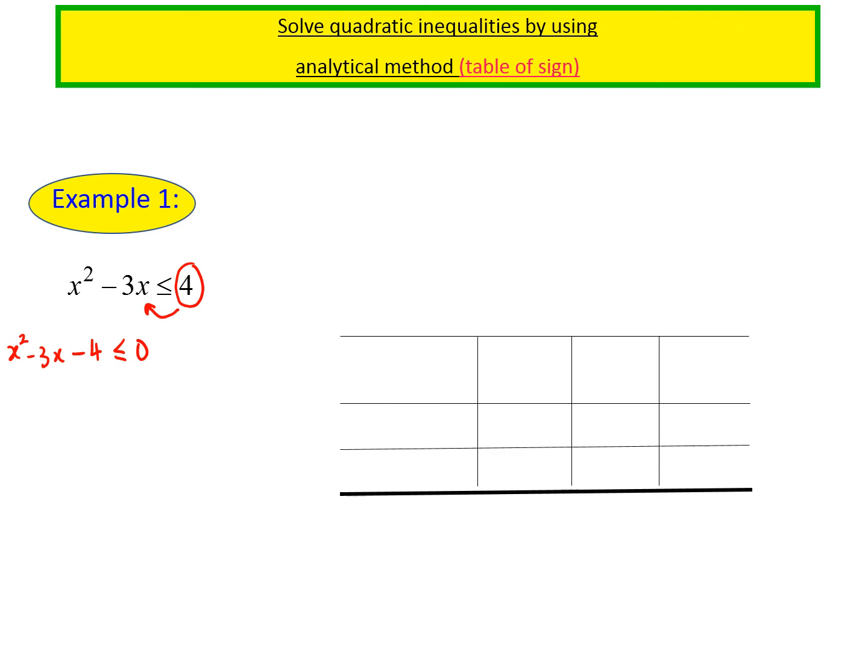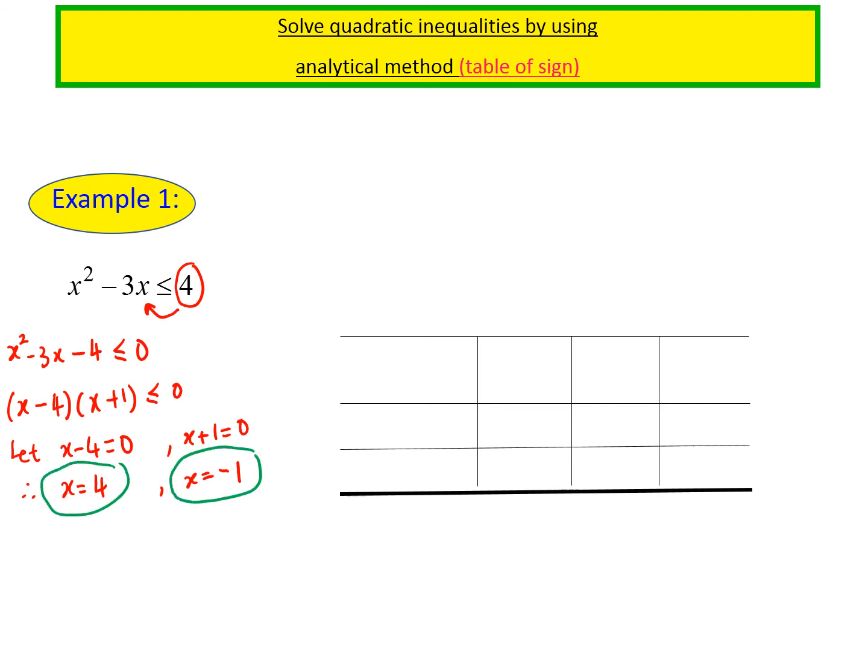Now factorize using a calculator. This will give me x minus 4 and x plus 1 less than or equals to 0. Next step, I will find the zeros. So I let x minus 4 equals to 0 and x plus 1 equals to 0. Therefore, x equals to 4 and then x equals to -1. After I get these two zeros, I'm going to construct my table of sine.